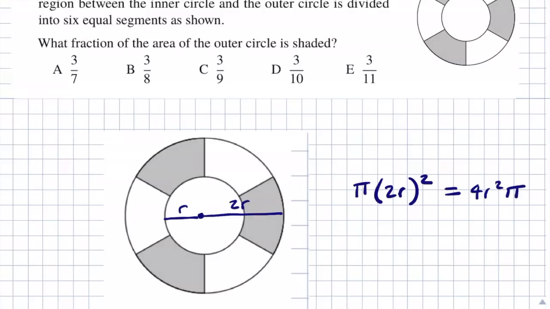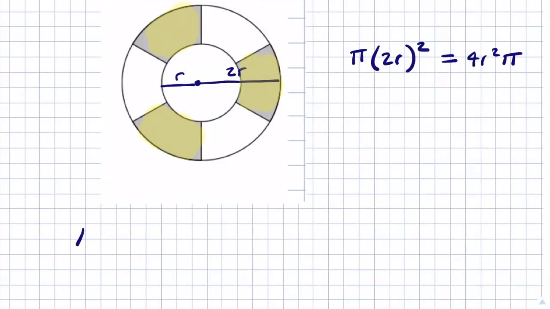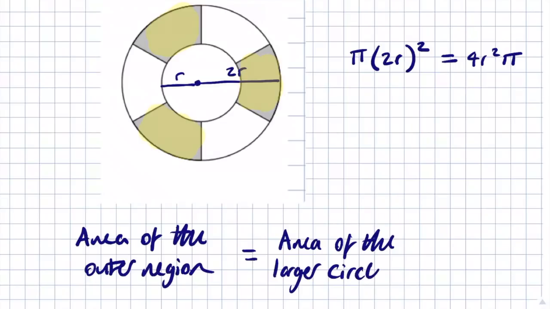Okay, but we want to find what fraction of the area of the outer circle is shaded. So that, of course, is these 3 regions here. What fraction is shaded? So the way we can do that is we need to work out the area of the outer region. So the area of the outer region we can find by taking the area of the larger circle and subtracting the area of the smaller circle.